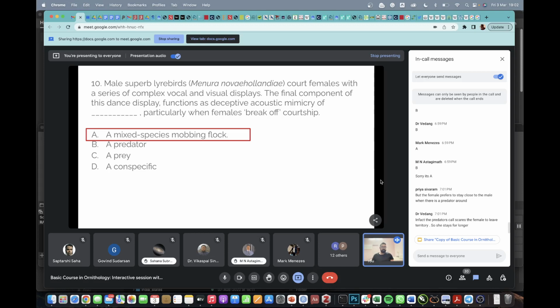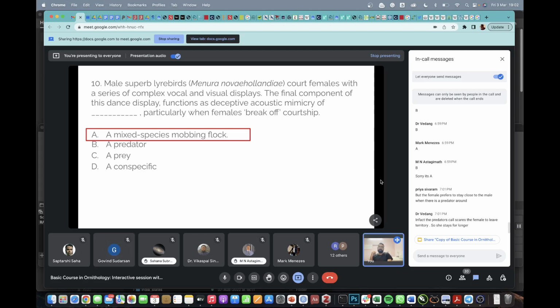If it's just the diversity of the repertoire of calls, then it can happen at any time of the courtship, at the beginning, not particularly at the end. But this whole process happens only at the end. But then, why are the mixed species mobbing flock sounds mimics, sir? How does that help in keeping the female in place?